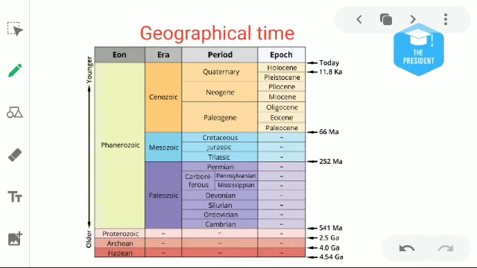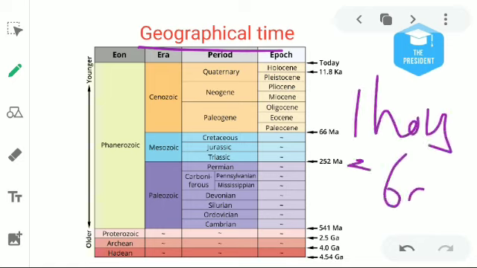And here is the geological time. What is geological time? If I say 1 hour, what will you answer? 1 hour means 60 minutes. 1 minute means 60 seconds, and 1 second means a quick time. And if I ask what 1 year means, you will say 365 days. 1 decade means 10 years. So they are the subsets of time durations.